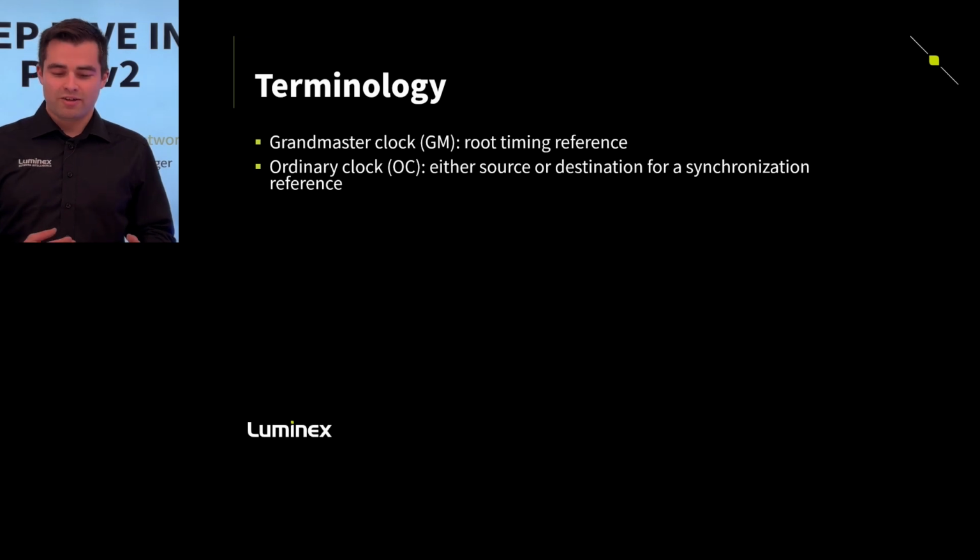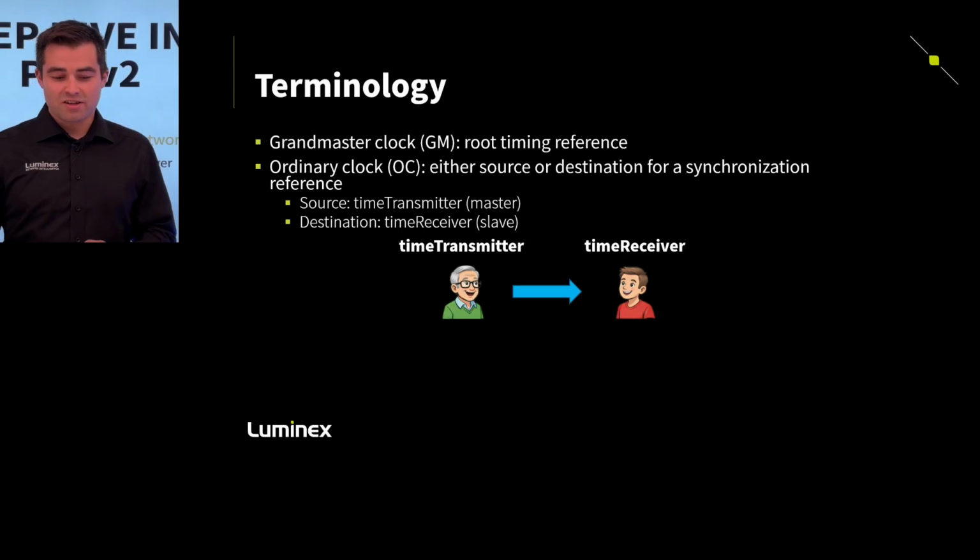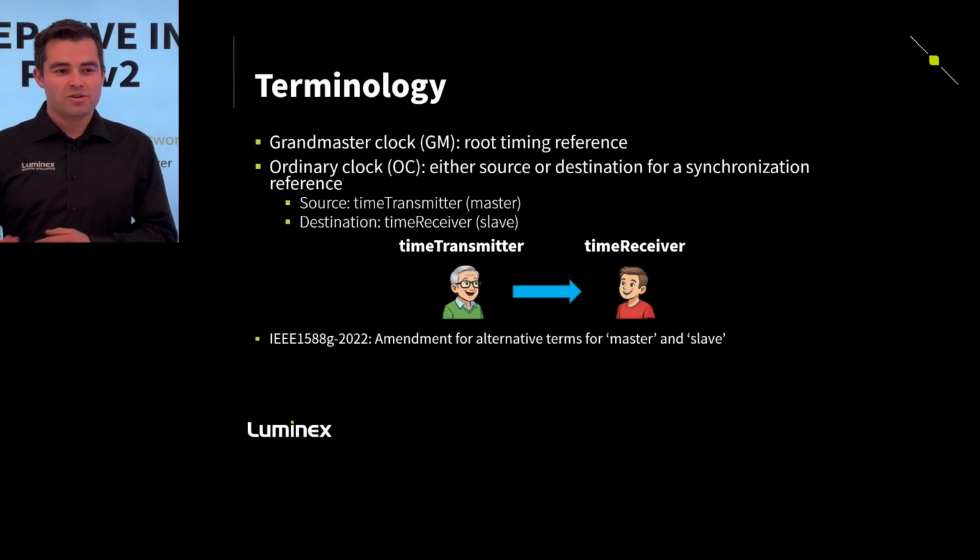Next, there are ordinary clocks. An ordinary clock can either be a time source or a destination for a synchronization reference. If it's a source, we talk about time transmitters, previously called master. If it's a destination, we talk about time receivers, previously called slaves. This new terminology was defined in Amendment G to the IEEE standard, where they considered new inclusive language.